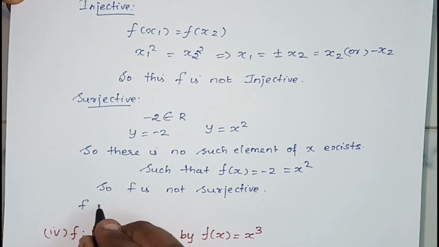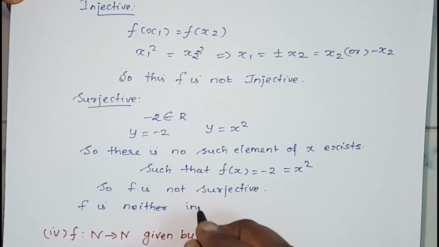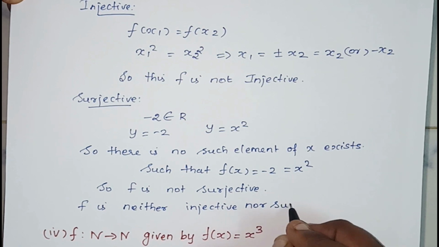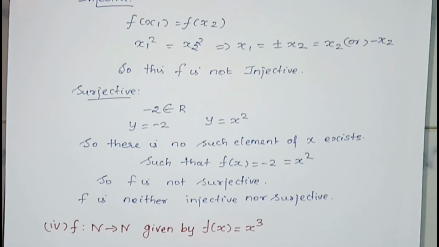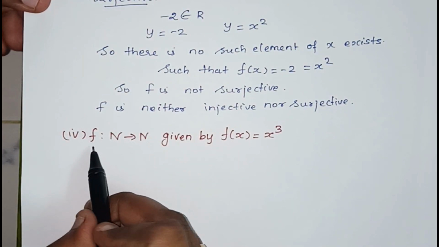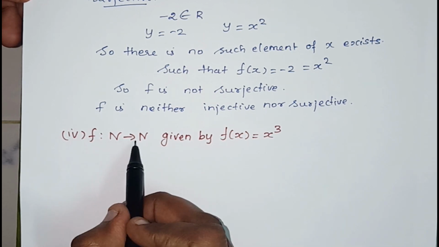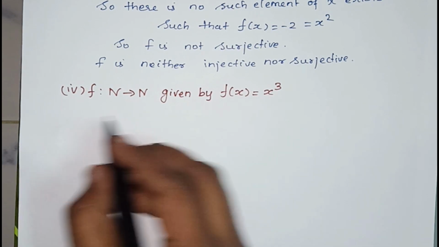So this function f is neither injective nor surjective. Okay, this is the answer for third part. So next, fourth part. Here the given function is f of x is equal to x cube. Both domain and codomain are natural numbers. Okay, so f of x is equal to x cube.